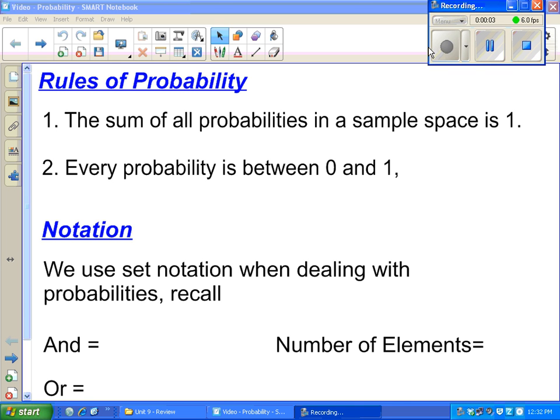I thought today we would just do a video to refresh our memory on some ideas about probability because it's been a while and we've been getting a lot of questions about probability, and it'll help us with a lot of the examples we do in class tomorrow. So here are just some basic rules about probability.